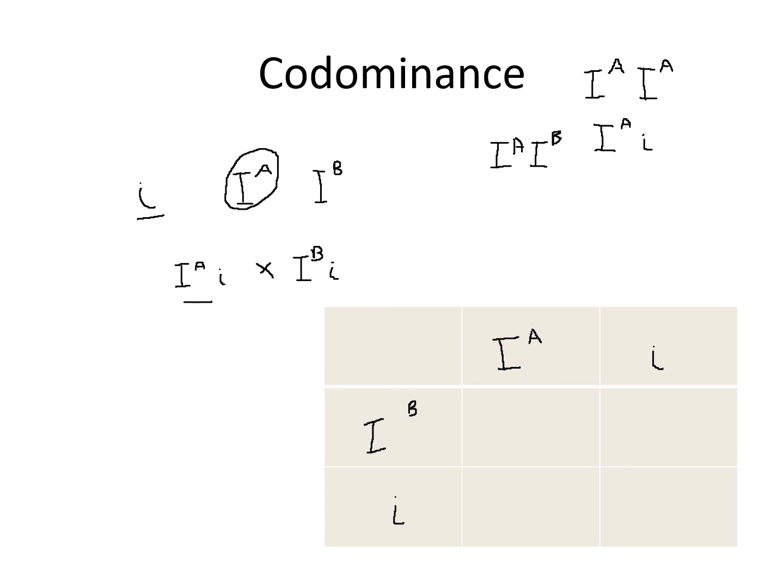So again, this is a probability table basically. One outcome would be this. So that is an AB individual. One outcome would be this. That would be an A type. One possible outcome would be this. That would be type B. One possible outcome would be this. And this is type O. They aren't expressing any antigens at this location on the red blood cell.